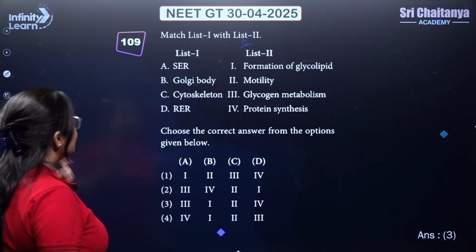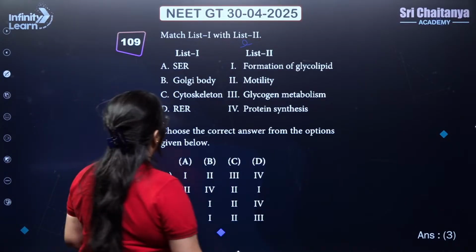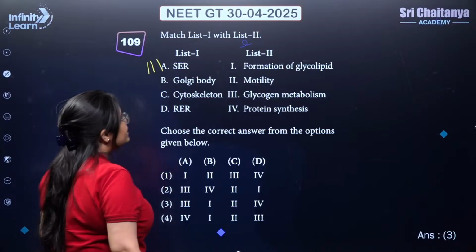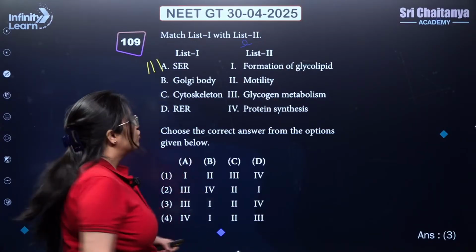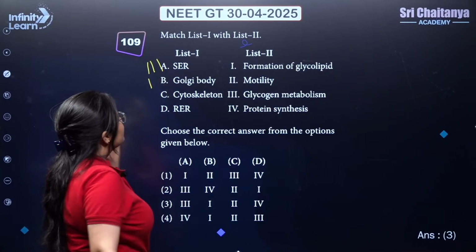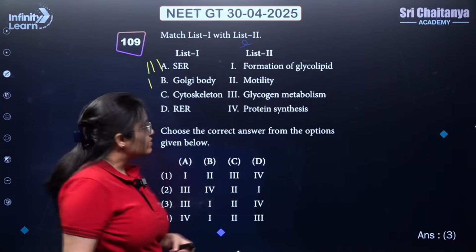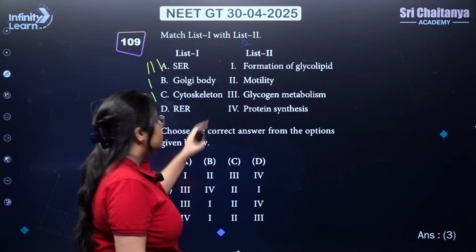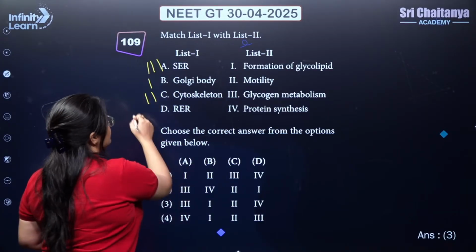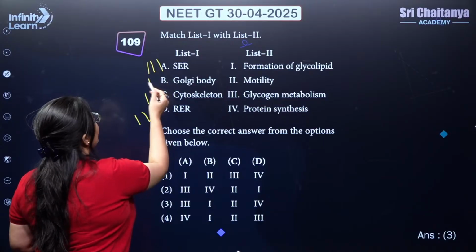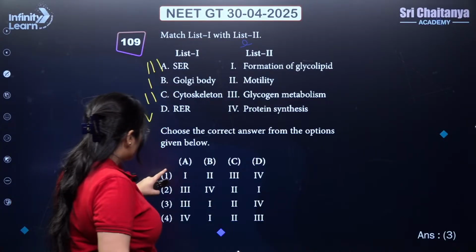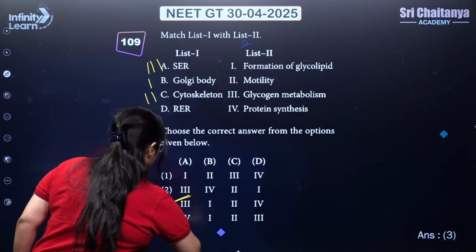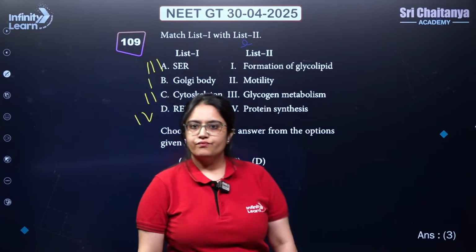Match again. SER, smooth endoplasmic reticulum, is involved in glycogen metabolism. 3. Golgi body, formation of glycolipid. 1. Cytoskeleton involved in motility. 2. Rough endoplasmic reticulum RER is involved in protein synthesis. Is 4. So 3, 1, 2 and 4. So 3 should be your right answer. Next.